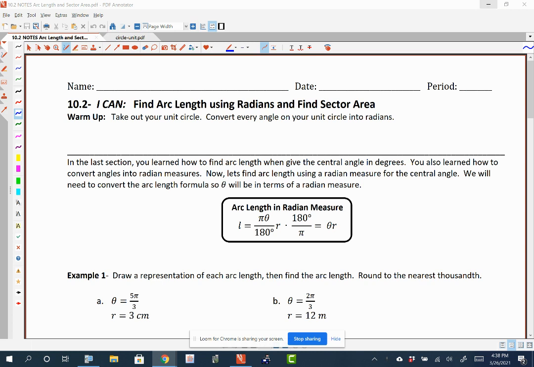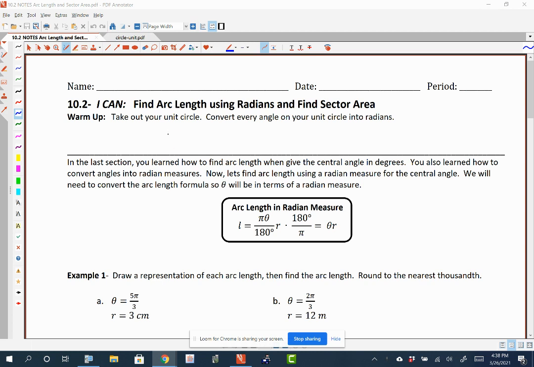So to start us off in our warm-up, I want you to take out your unit circle. You may have to pause the video and go grab that. And then I want you to convert every angle on your unit circle into radians. Again, you may want to pause the video and go do this, but let me get you started. So 0 is easy because 0 degrees or 0 radians is still the same.